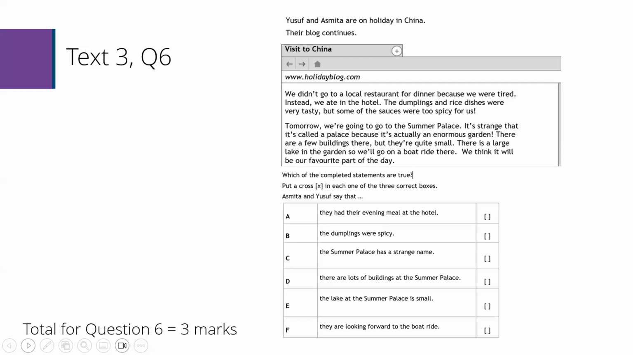And then question 6 is the multiple completion task. And we've spoken about that one already. So they have to tick 3 correct boxes. You see as well, now we're into text 3, getting towards the end, we see that there's more subordination there. So there are a few buildings there, but they're quite small. There is a large lake in the garden, so we'll go on a boat ride. We think it will be our favorite part of the day. So we see that those sentences are getting a little bit longer, with some subordinating, coordinating conjunctions appearing in there. Okay.